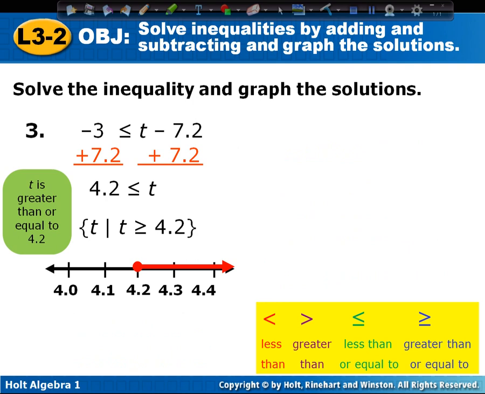We go back to our original problem to check. And again, make sure that you do not check with this number. Make sure you check with the number in the shaded region. We're going to check with 4.3. So I'm going to say negative 3 is less than or equal to 4.3 minus 7.2, which gives me negative 3 is less than or equal to negative 2.9, which is a true statement, so it checks out. Again, make sure you have the solve, set, graph, and check written before you move on.